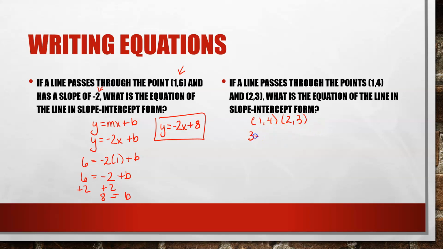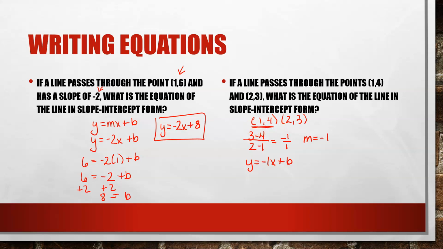So I have 3 minus 4 over 2 minus 1, which gives me -1 over 1. So my slope is -1. So now I can plug that into my equation. y equals -1x plus b. I can use either one of the points that I choose. So I'm going to just use the first one right here.